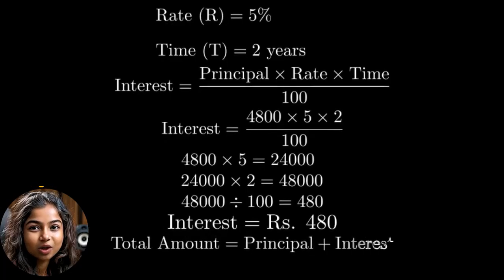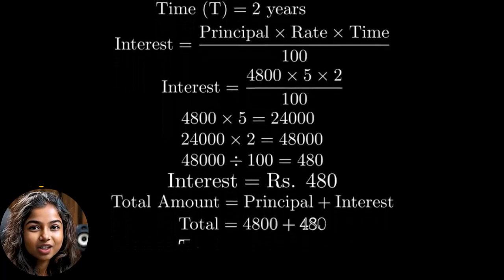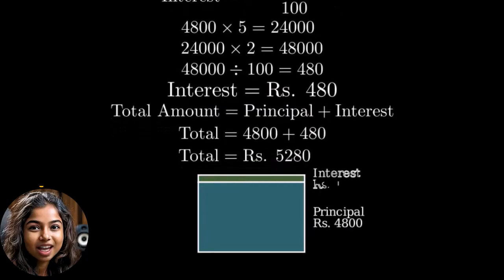Now that we have the interest, let's calculate the total amount to be returned. Total amount equals principal plus interest. That's 4,800 plus 480, which equals 5,280 rupees. Looking at our options.